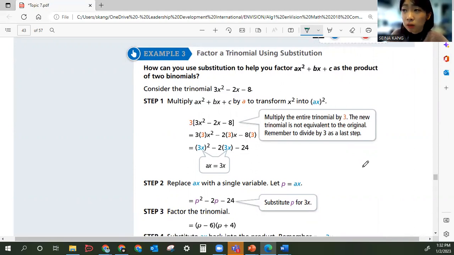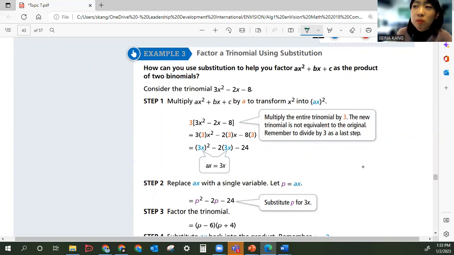It is when you substitute a number for a variable, or you just substitute whatever is different for another when they're equal to each other. You can substitute when they're equivalent, okay? So let's look at the trinomial 3x² minus 2x minus 8 for an example.